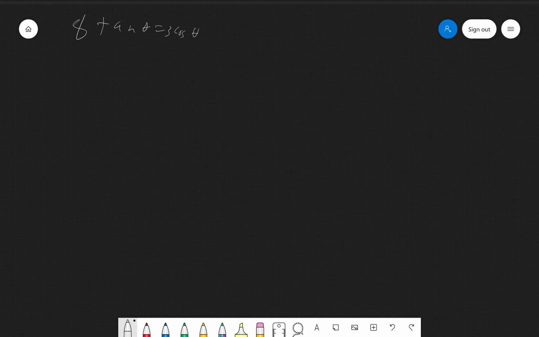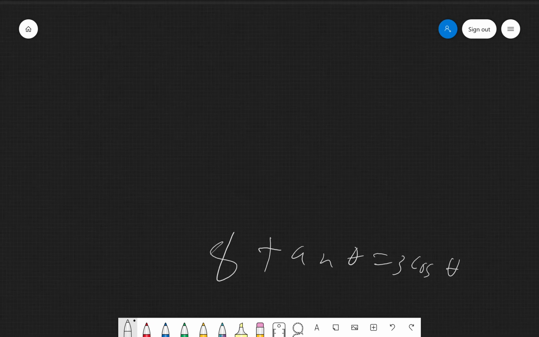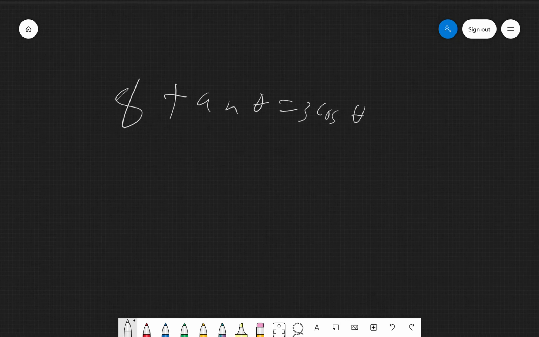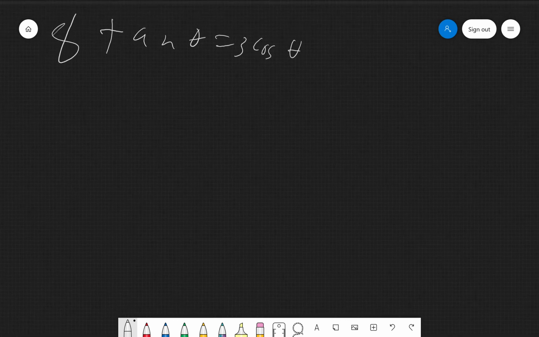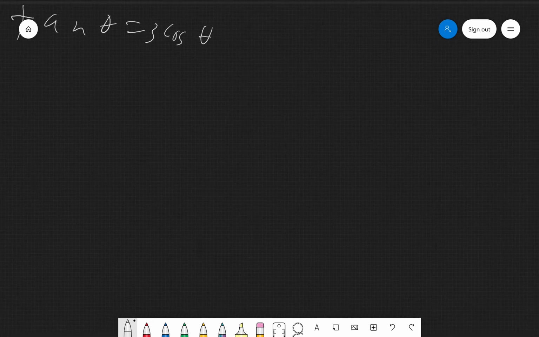Okay. I find these problems interesting for some reason. So put it in terms of sine and cosine. Why is it just zooming? I'm not even doing anything. I'm moving it, but it keeps moving back. Okay. Hold on.